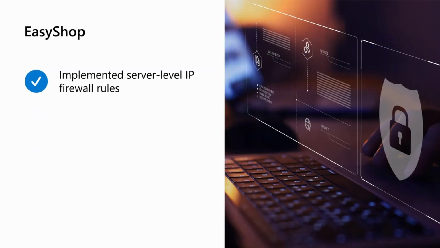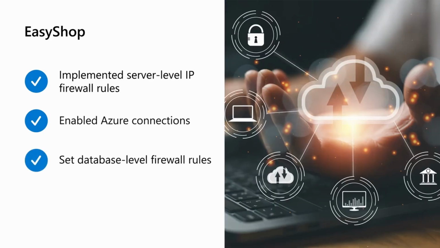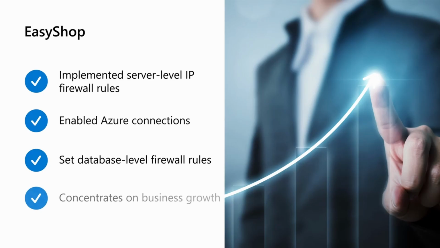They implemented server-level IP, also called Internet Protocol, firewall rules, allowing only their servers to access the database and blocking potential threats. They enabled Azure connections for internal applications and restricted access to authorized personnel only. Database-level IP firewall rules were set for databases containing sensitive information, so even authorized database users can't access specific databases without additional clearance. With these firewalls, EasyShop concentrates on business growth while maintaining data security and limiting database access.